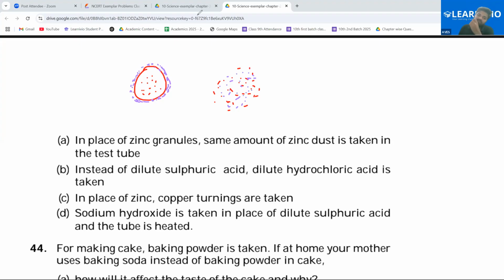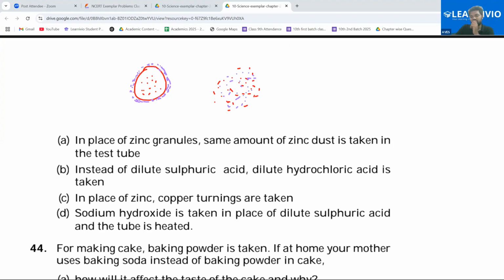Okay. Next, in place of zinc, copper turnings are taken. Sir, the salt will not form because the hydrogen will not get displaced, because copper is less reactive, that's why the salt will not form.